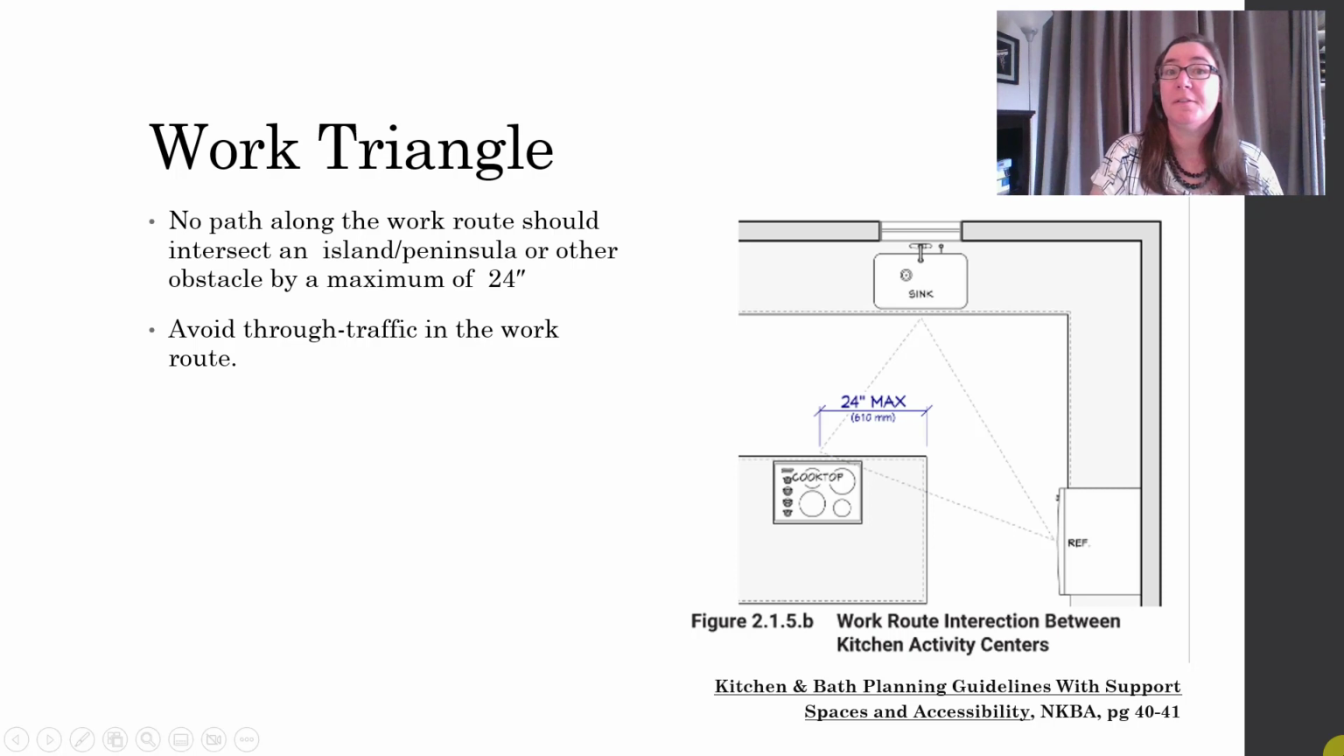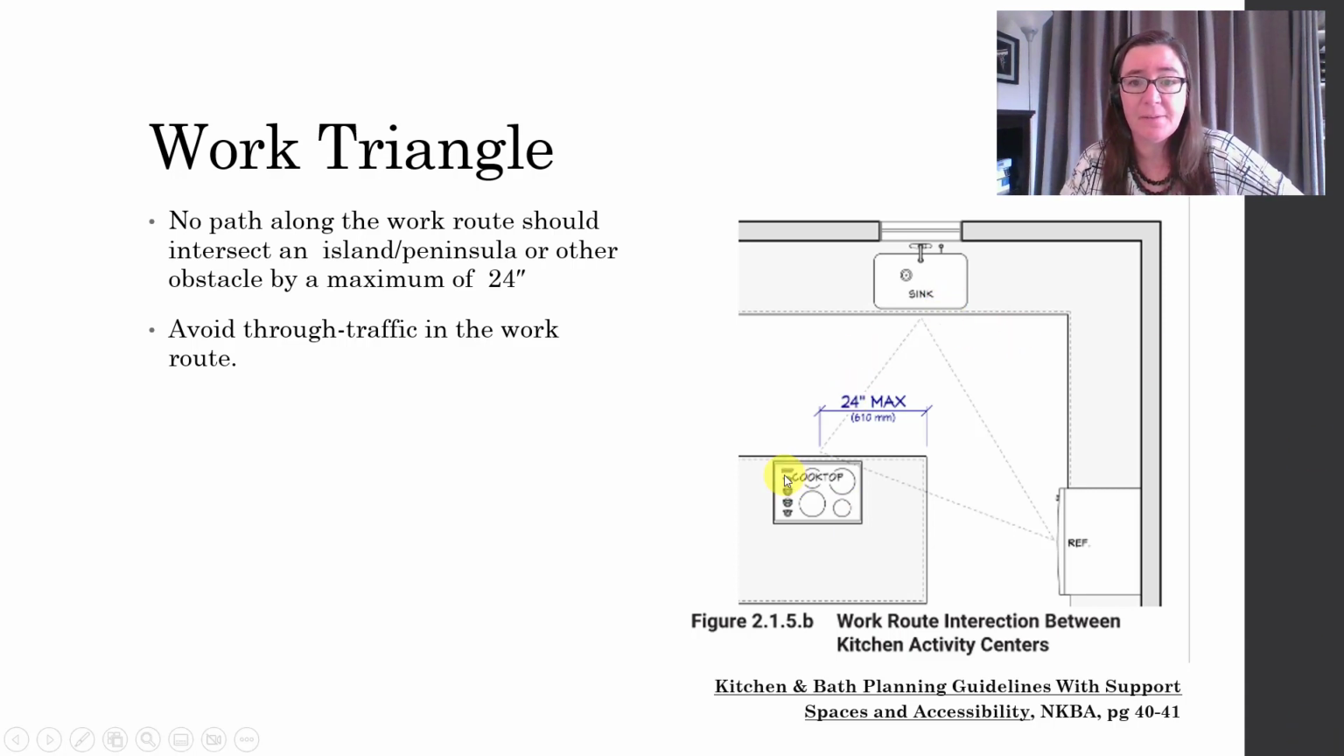A couple more rules having to do with work triangles. First of all, no path on your work route should intersect an obstacle. And the most common one is an island or peninsula, more than 24 inches. That's hard to say, but fairly easy to illustrate. Let's take a look at this diagram.